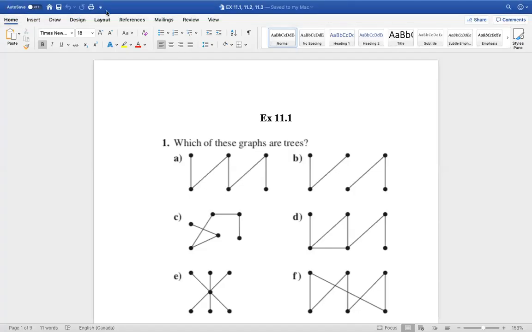Right? So welcome to this week's tutorial. This week we will be covering exercise 11.1, 11.2, except 11.2.5, and exercise 11.3. These exercises are basically based on graphs and trees, so we will be exploring some questions on those. Let's start with exercise 11.1.